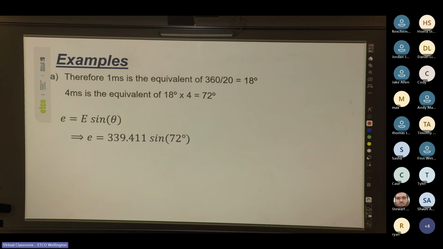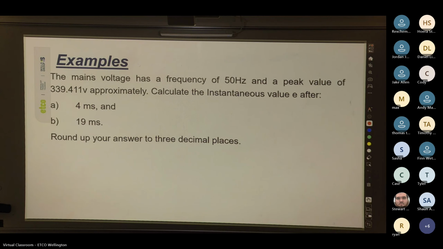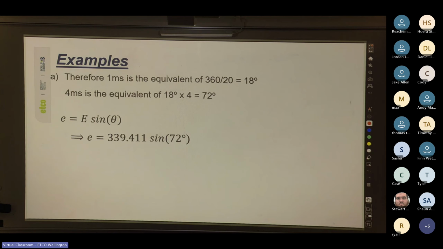So we can take our E equals big E times sine theta. And so 339.411 sine 72, which is based off of the previous slide. Peak value of 339.411 volts. And then we can times that by sine of 72 degrees. So what is the value of EMF after 4 milliseconds? Have a go at putting that into your calculator.